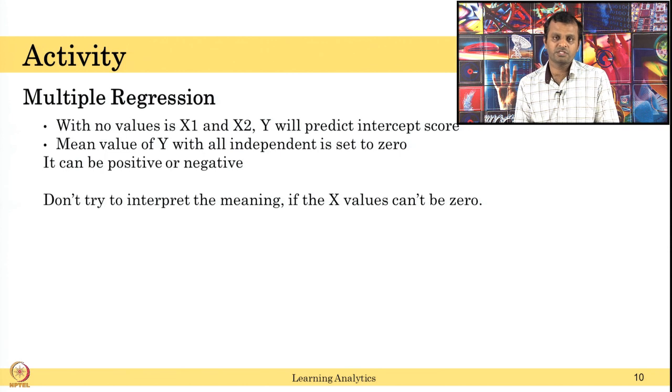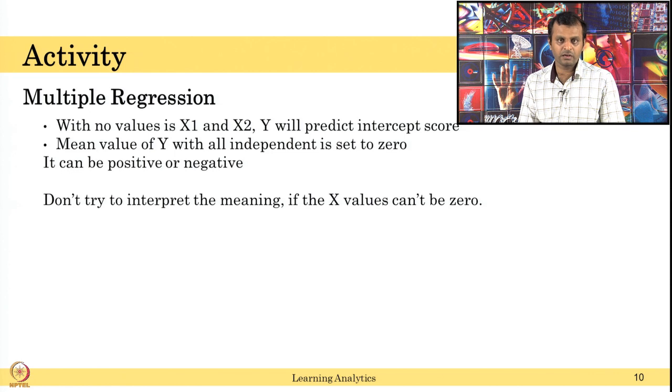In some cases, there is a possibility that a person may not even come to work at all, and may not be able to perform the duty, still he might get some basic minimum wage as per the norms. That is a minimum wage, anyone can get it, even if you do not work, and that can be an intercept. But do not try to interpret the meaning of this intercept, that is the idea. If the x values cannot be 0, like midsems and items cannot be 0, then do not even try to interpret. So, in educational settings, do not try to do that.